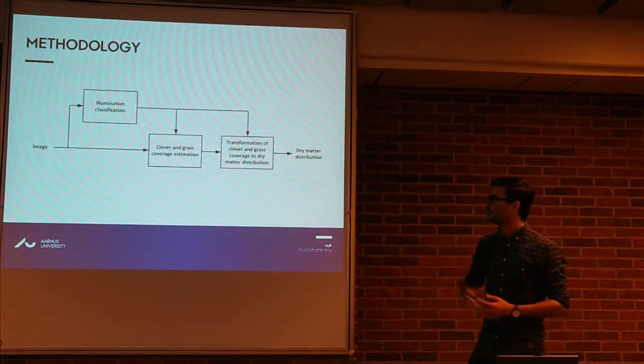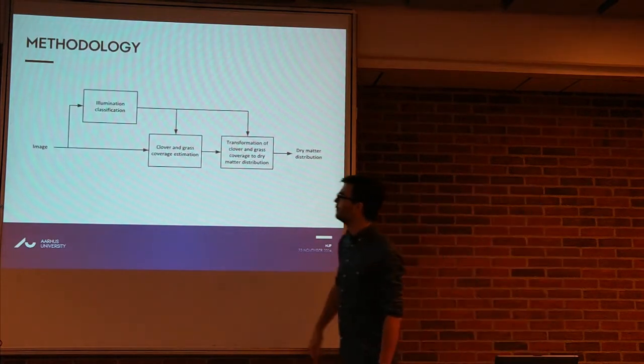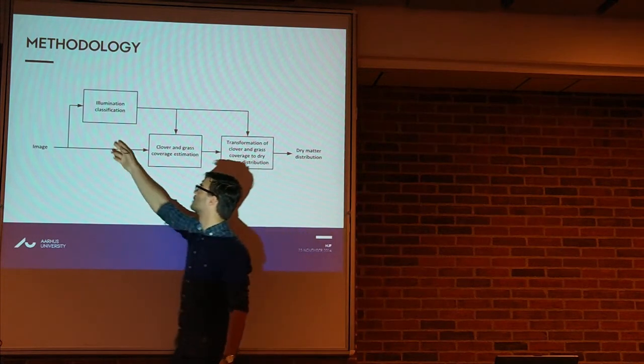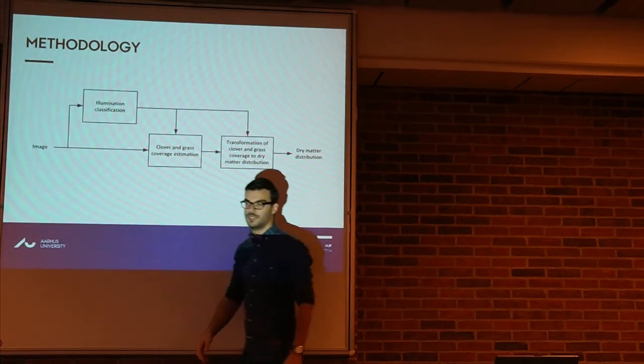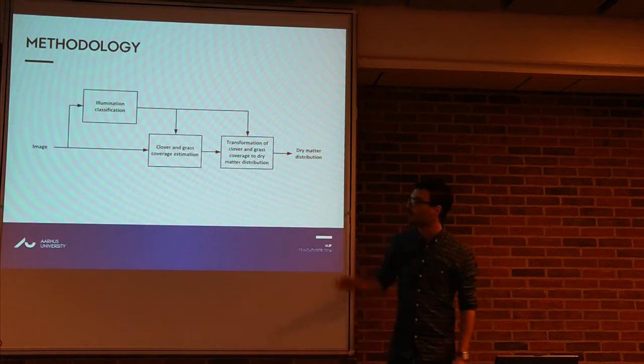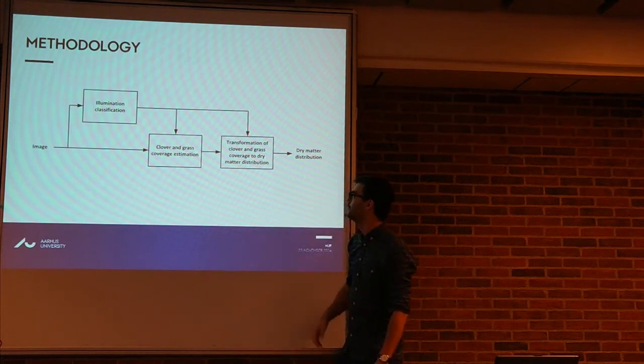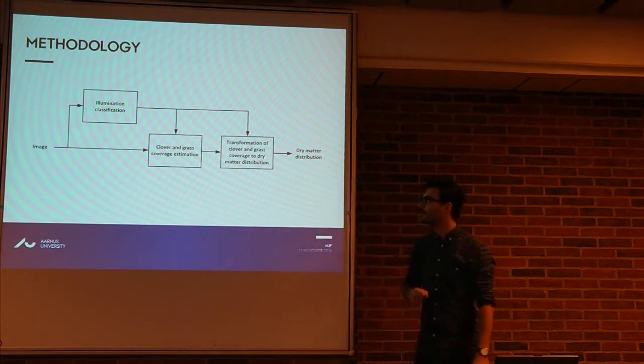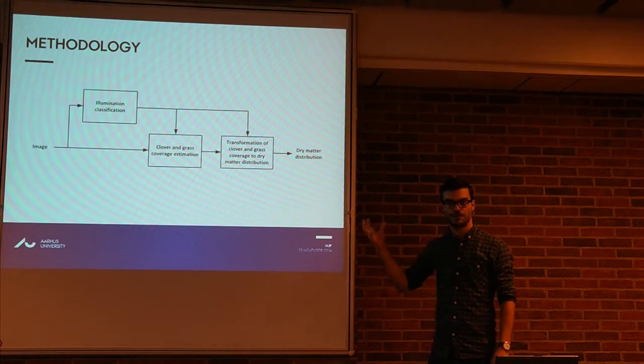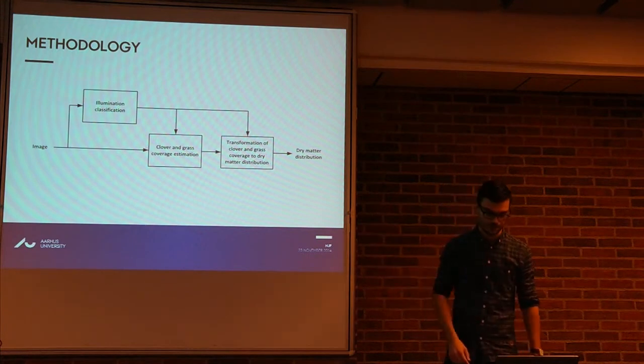Our method is seen here, the overview. So the first thing we do is that we classify the illumination. And based on that, we select the parameters that we use for estimating the coverage, and finally the parameters we use for transforming the coverage to dry matter distribution.